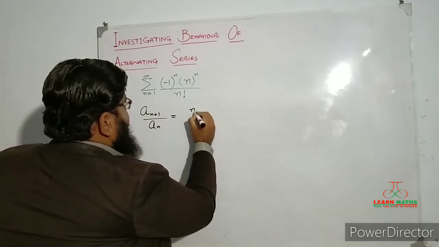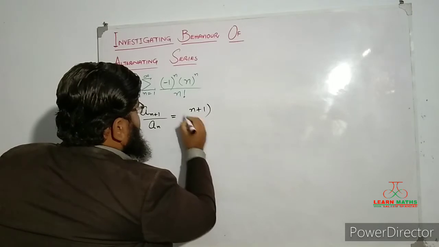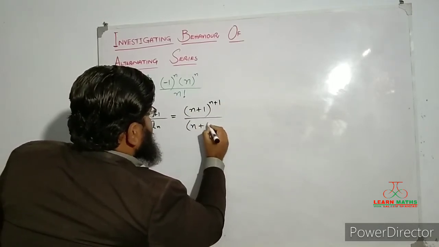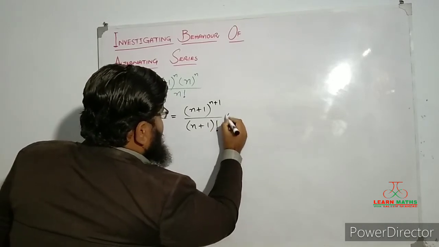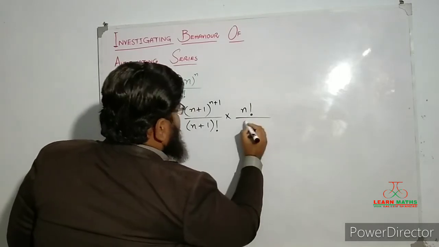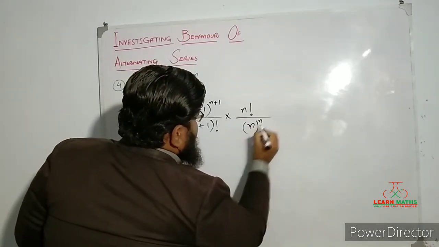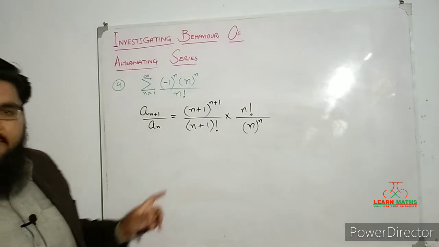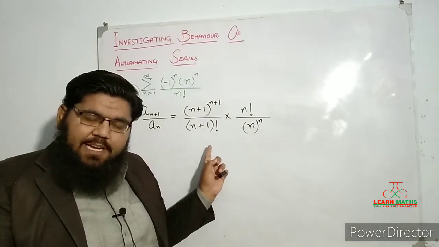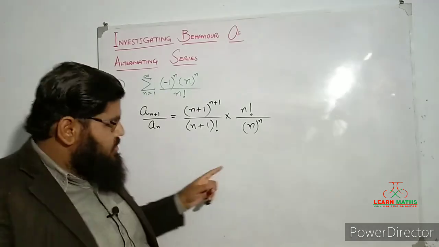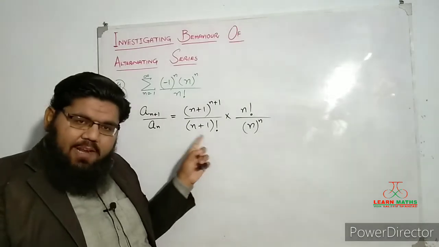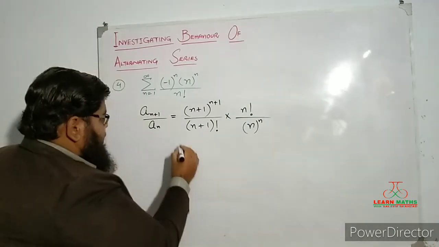This will be equal to (n+1)^(n+1) divided by (n+1) factorial, multiplied by n factorial divided by n^n. If you simplify this expression, you know very well that (n+1) factorial is equal to (n+1) times n factorial. So this n factorial will cancel with the one over here. Let me write this.